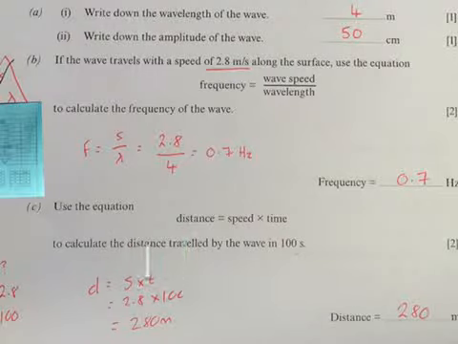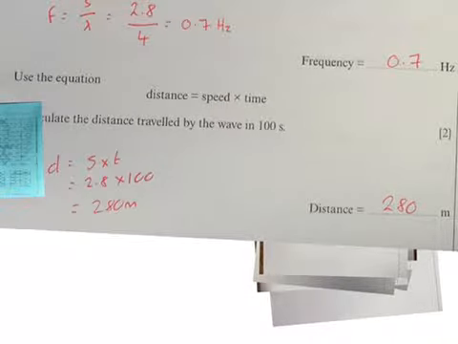And it says there it wants you to calculate the distance travelled by the wave. So you get the speed, which is given to us there, 2.8, and then the time then is 100 seconds. And then I've plugged all that in, and I've got a distance of 280 meters when I do it all. Okay.